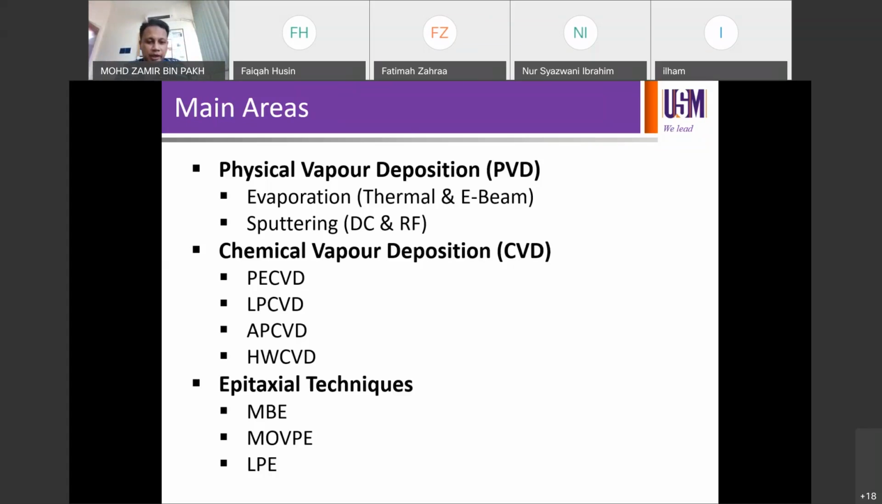Right. Now, first one, plasma enhanced. Second one's low pressure. Third one, atmospheric pressure. Fourth one, hot wire. Wire panas. Hot wire CVD. We also have AACVD.